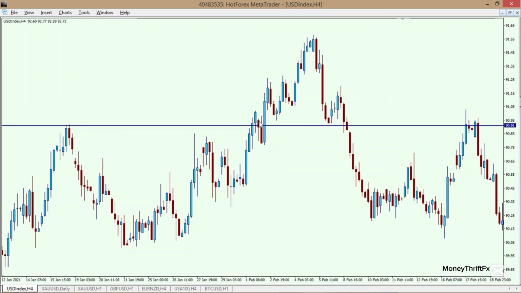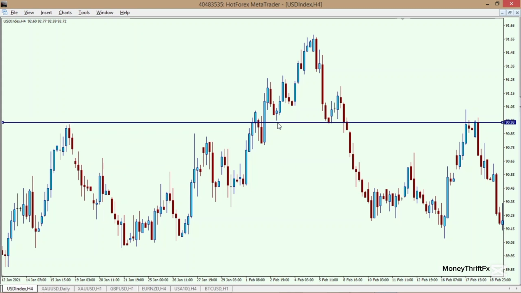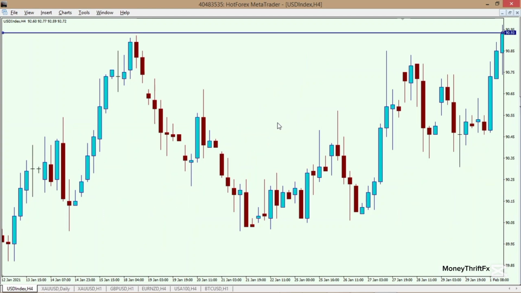Okay, so here now we have the consolidation, which is a pullback, right? We can call this the consolidation, because consolidations are places where people take profit, and we see a retracement. So this last down candle here, once price stays above it, we expect price to come back into that area.